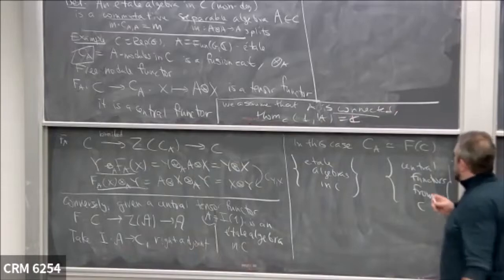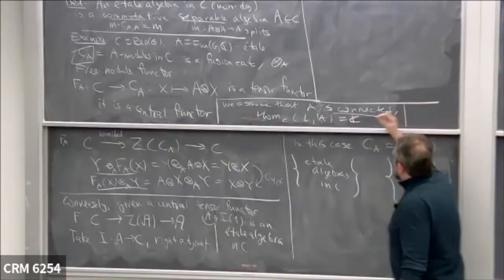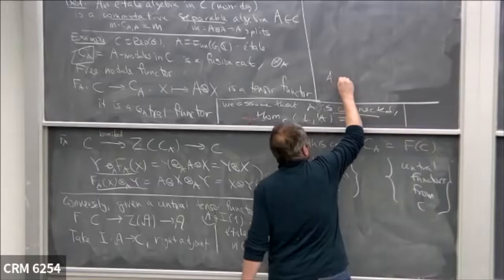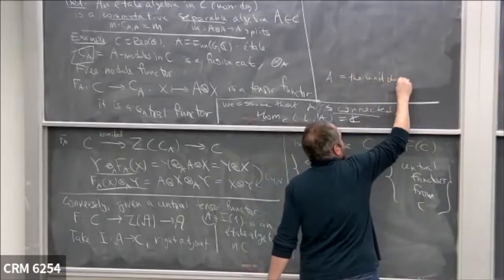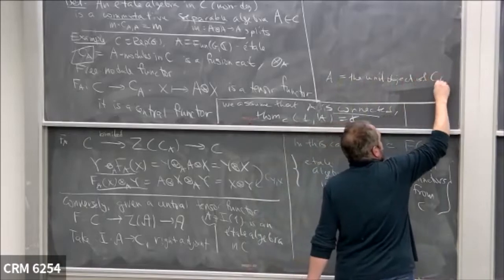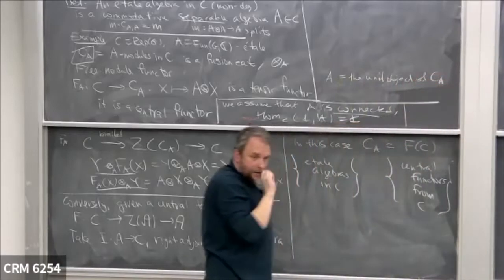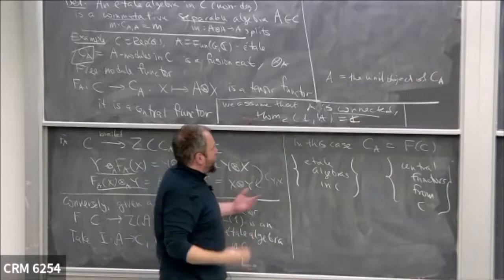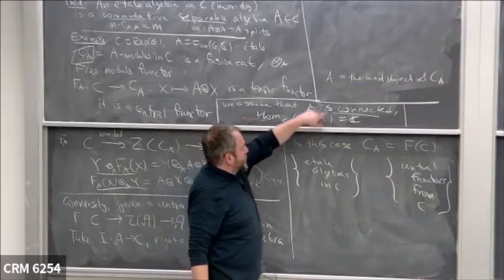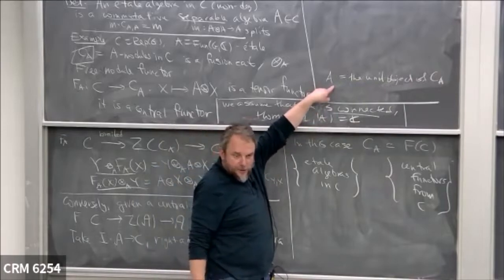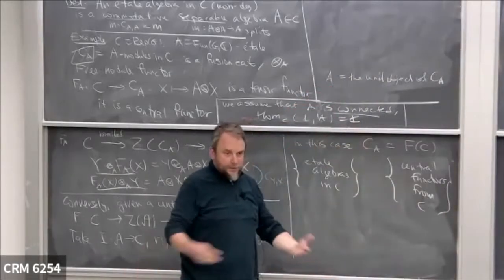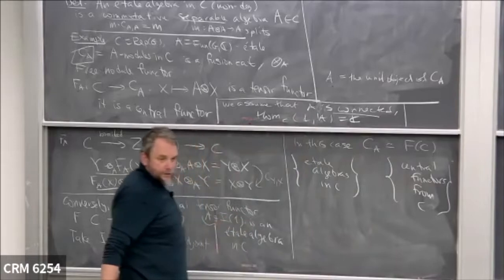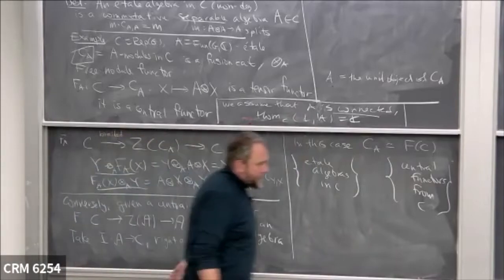Well, we view A as the unit object of CA, right? And as such, it may or may not be simple. If you impose this, then it is simple. That's what I'm saying. As an object of C, of course, A is very far from being simple, like the algebra of functions. Okay.